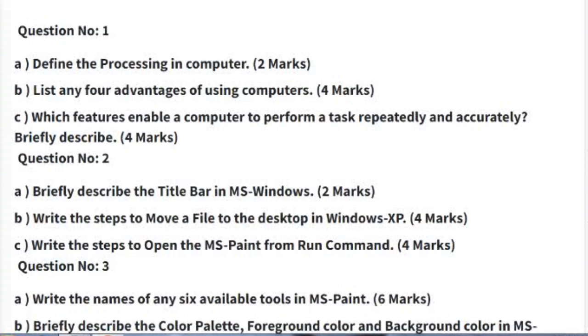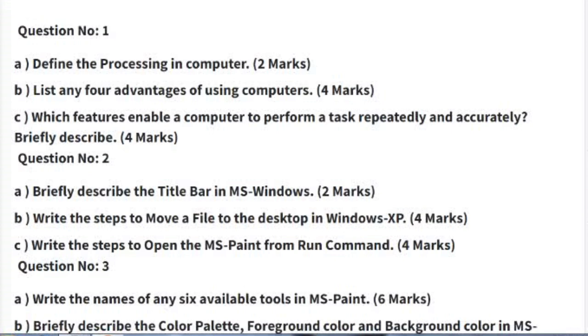Question number 2. Briefly describe the title bar in MS Windows. The answer is: the horizontal bar at the top of a window is known as the title bar. It contains the name of the window, its icon at the left corner, and control buttons.